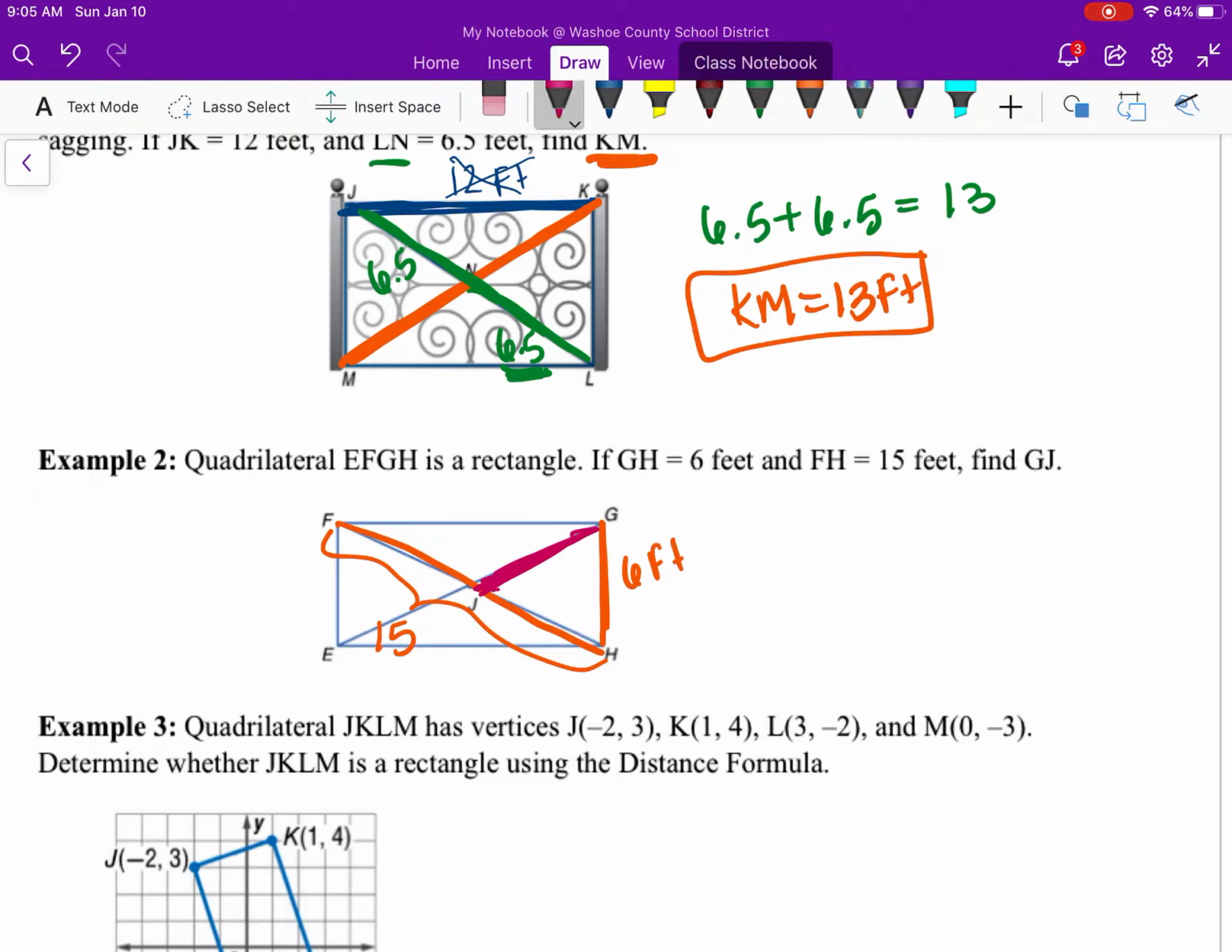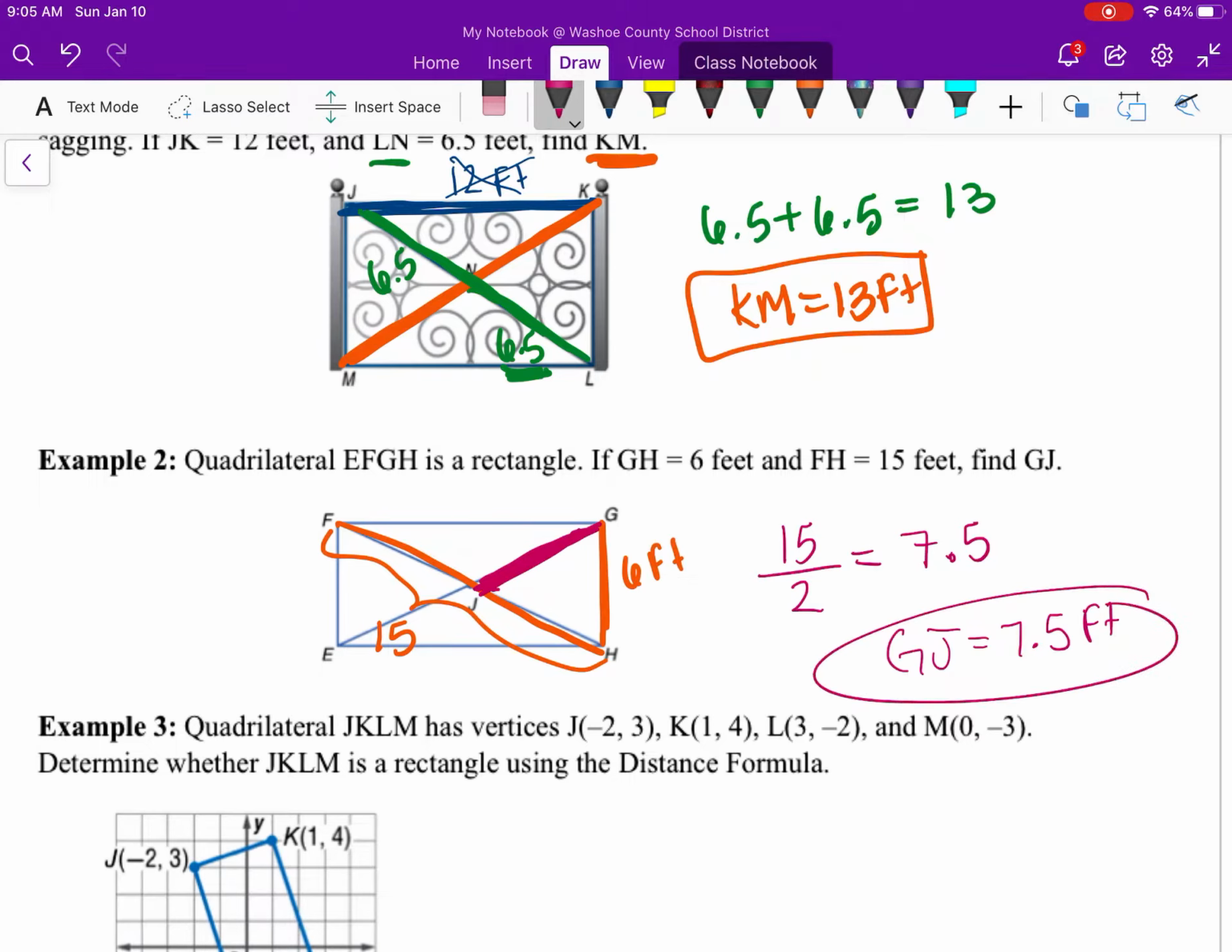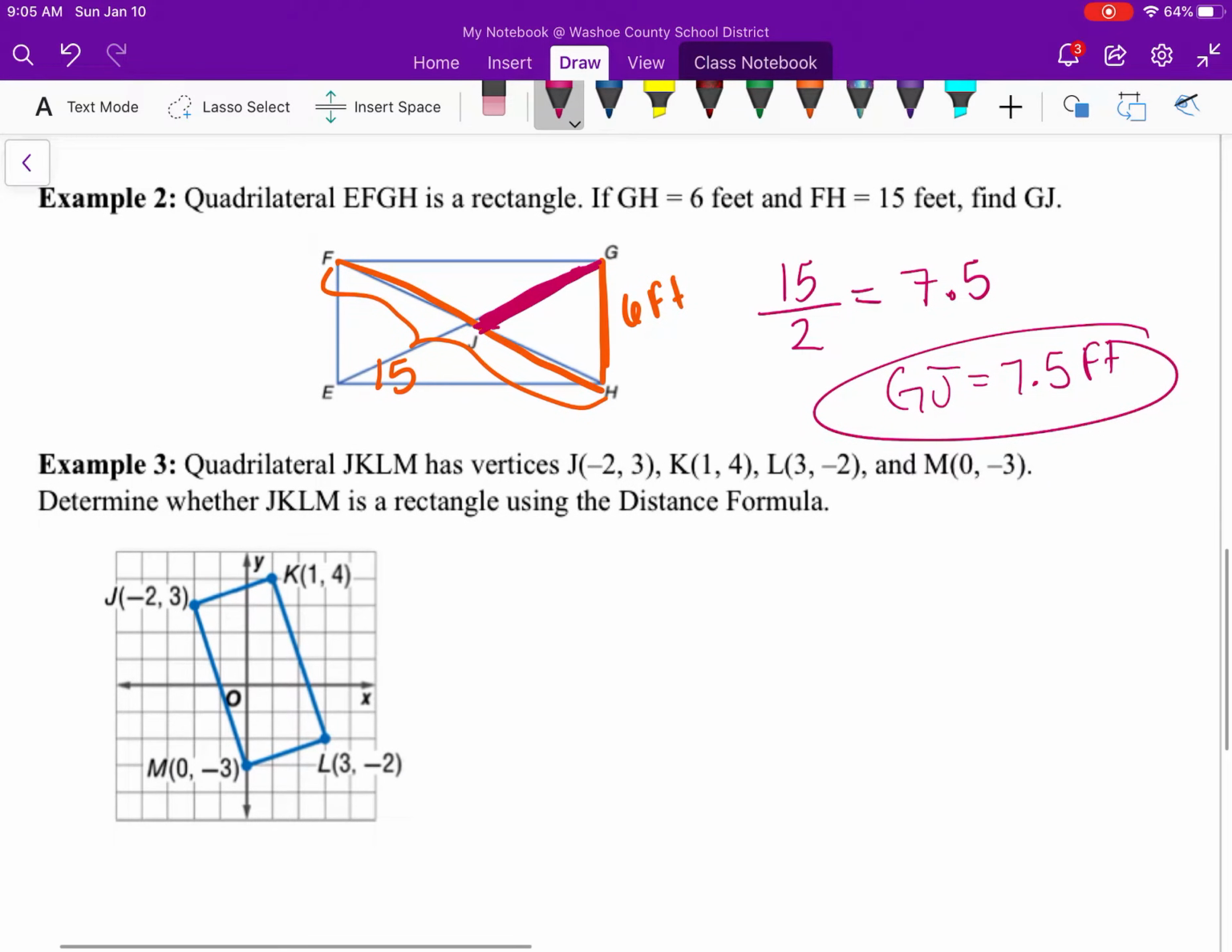So this one's kind of the opposite, right? I know this measurement, this was 15, and now I'm just looking for half of the other diagonal. So I have 15 divided by 2, because I know they bisect each other when they intersect. That gives me 7.5. And this is going to be true for GJ. So this is also going to be 7.5 feet. Okay.